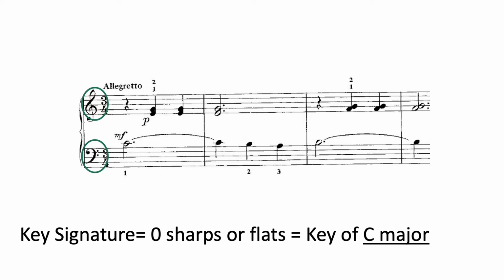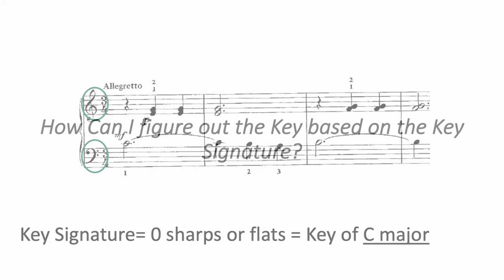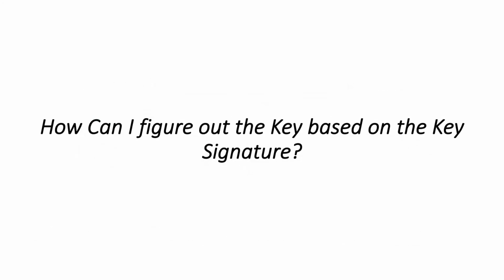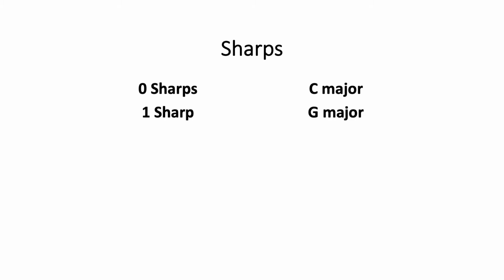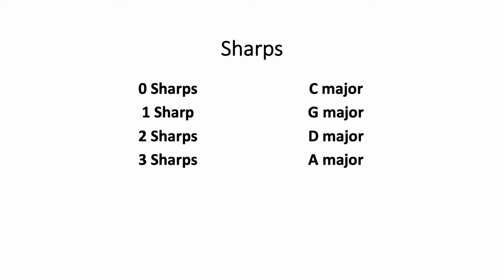Now, how can I figure out the key based on the key signature? So far we figured out that, in terms of sharps, 0 sharps is C major, no sharps or flats. 1 sharp equals G major, then 2 sharps is D major, 3 sharps is A major, 4 sharps is E major. But how am I coming up with this? Where is this coming from, and why is it in this order? Well, in order to find that out, watch Part 2.